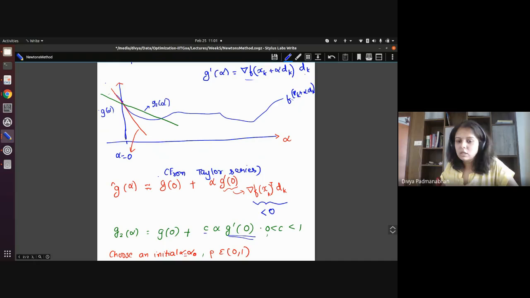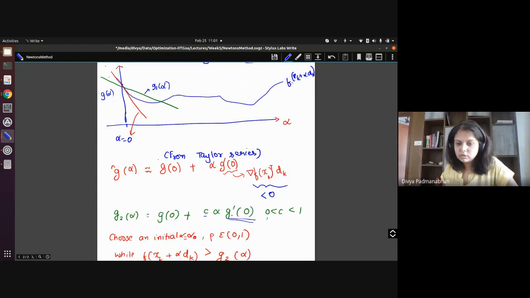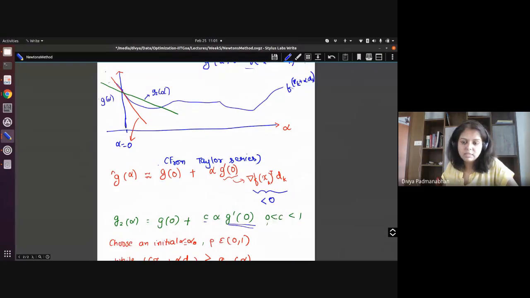Remember g prime was less than 0, and c is something between 0 and 1. So if you take c times g prime, that has a larger slope, right? Because this is negative. Something like maybe this value could be, say, minus 1. Now if you take c times that, maybe something like minus 0.5. So the slope is larger than this one. That's why the line lies like this, above the original line.